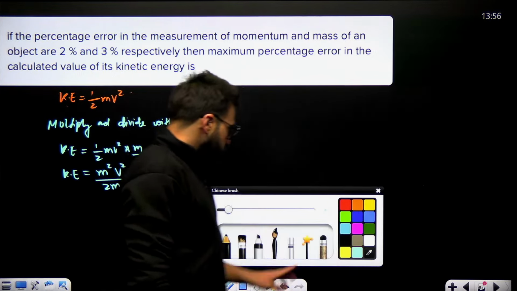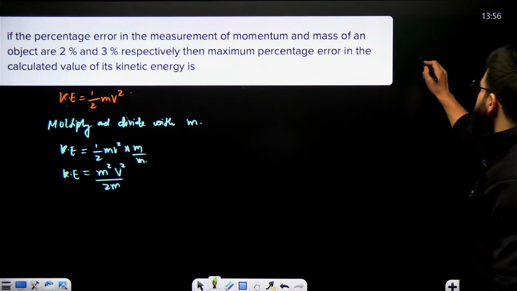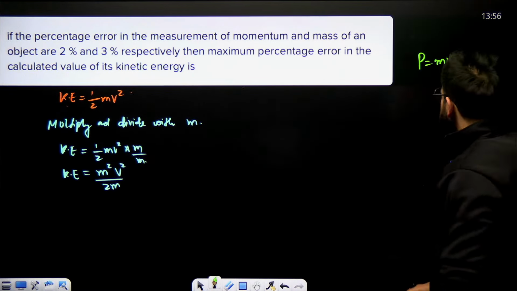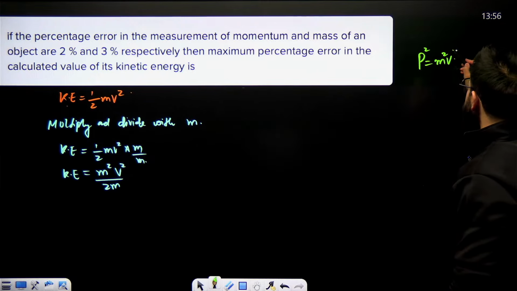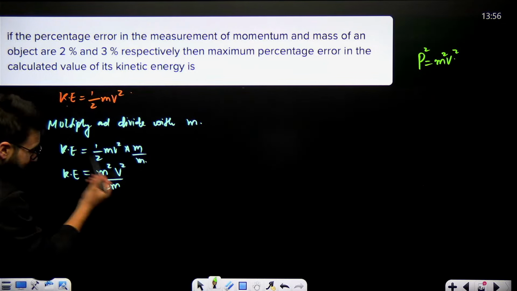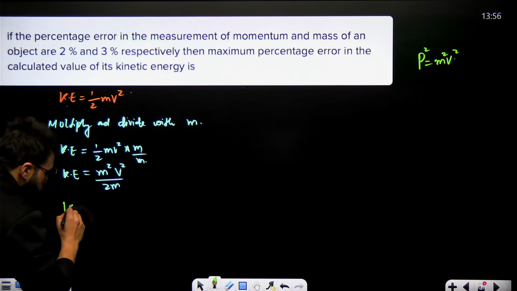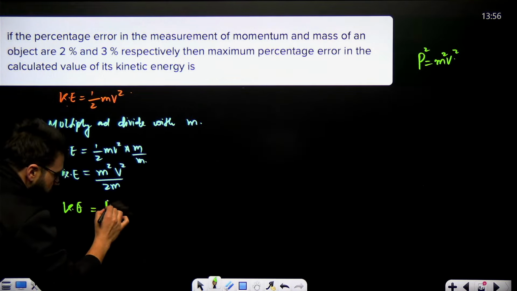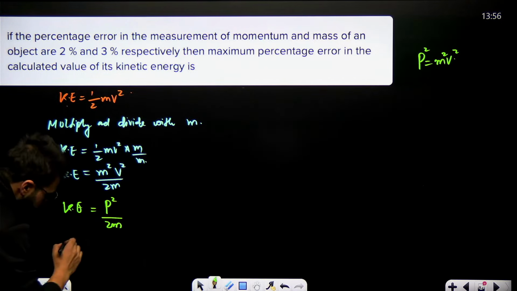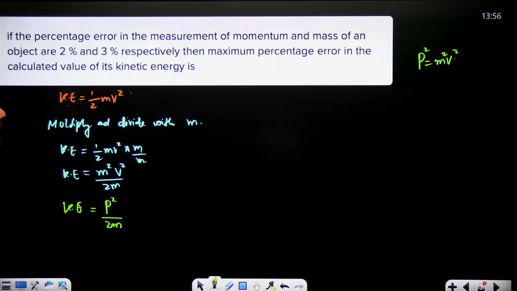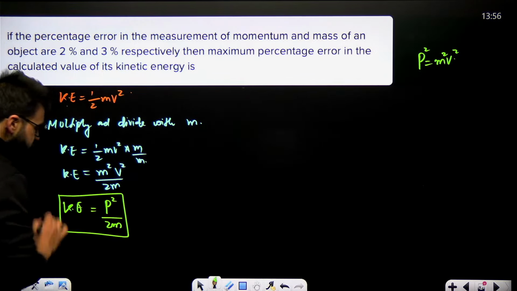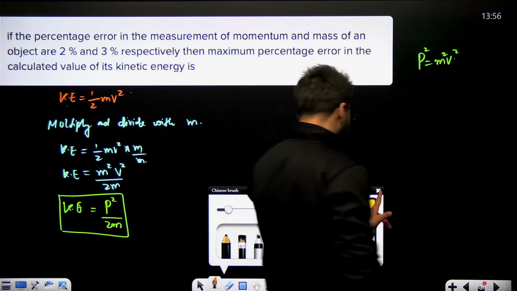Now guys, all of you know that momentum is mass into velocity. So if it is momentum square, it is m square v square. Now tell me one thing: instead of this m square v square, can I write p square? Yes. So kinetic energy will be simply p square divided by 2m. Just keep it as it is. This is the formula of kinetic energy in terms of momentum.